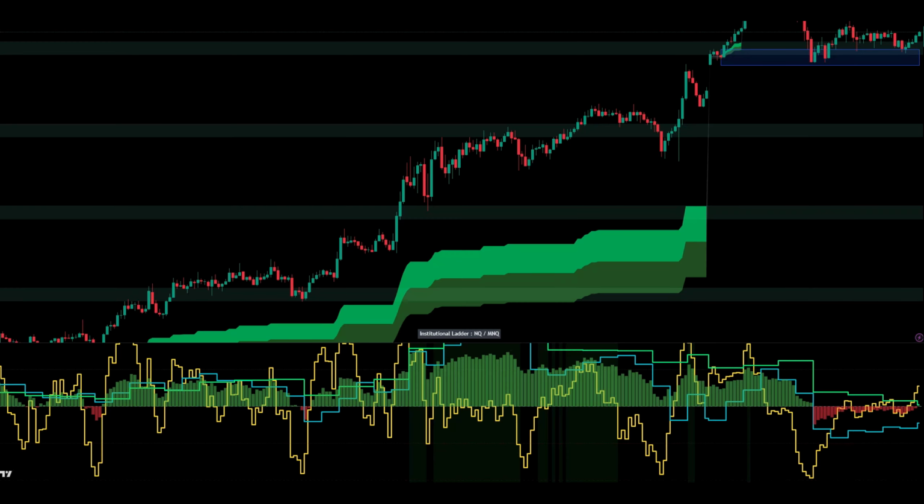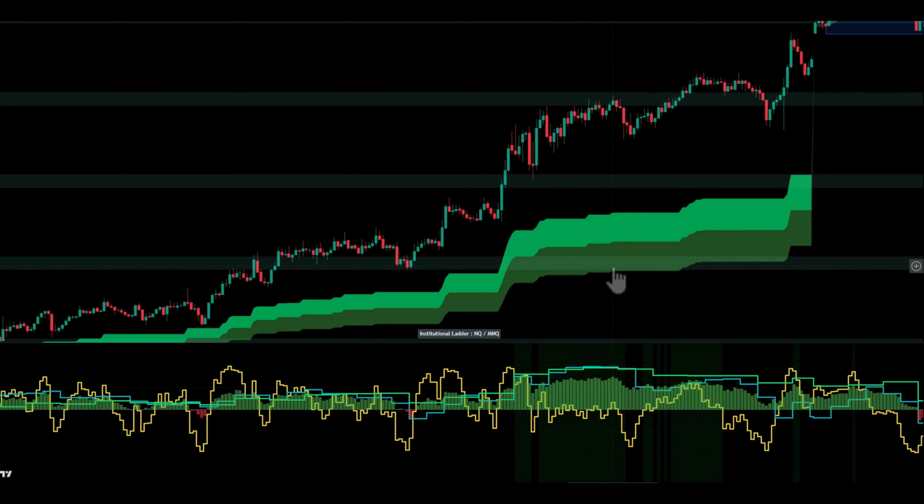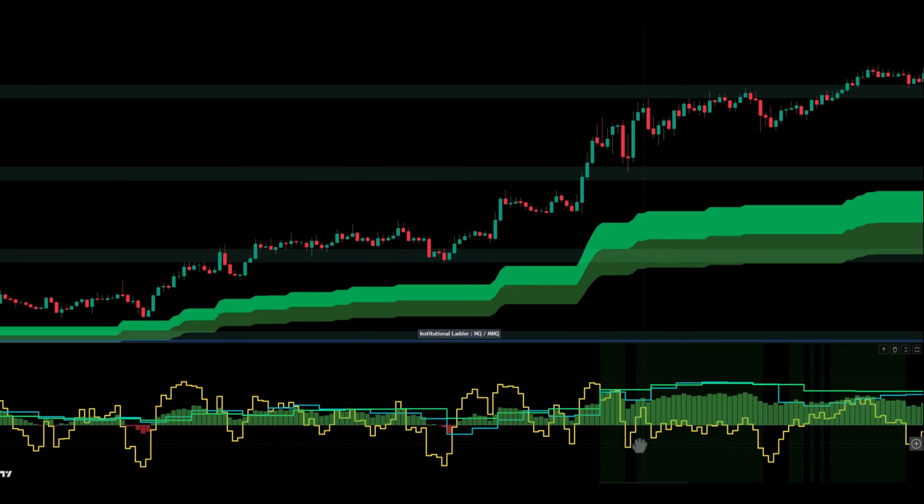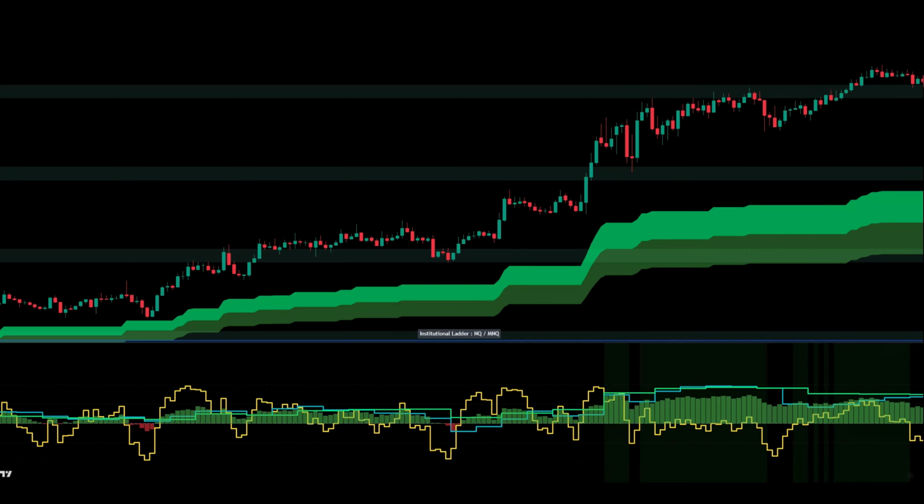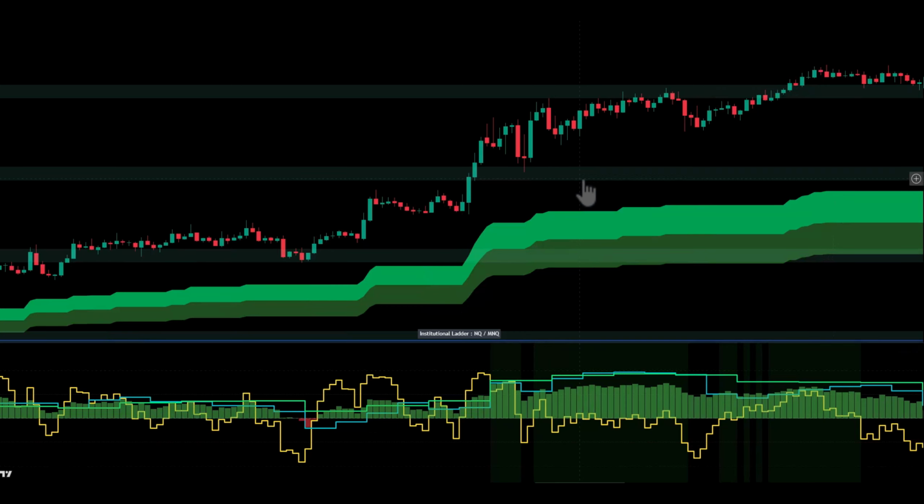For those of you who are smart enough to watch to the end of this video, I'm going to show you a little trick. This is one of our oscillators down here. It's called Surge. Looks like a MACD kind of, but it's not. It has nothing to do with MACD. This is all about volume.